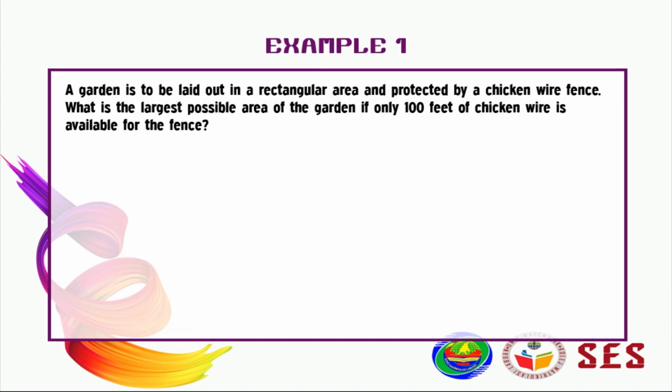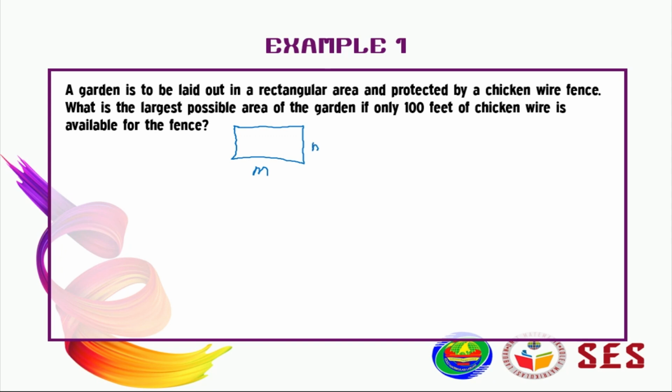Okay, let's do example 1. A garden is to be laid out in a rectangular area and protected by a chicken wire fence. What is the largest possible area of the garden if only 100 feet of chicken wire is available for the fence? Okay, so first thing first, you need to draw a figure. This figure will help you to understand the situation that you are in and to help you solve the question. So draw a rectangle like this. I'm sorry for my bad handwriting. So a rectangle like this, and then you will have a length of m and a width of n.